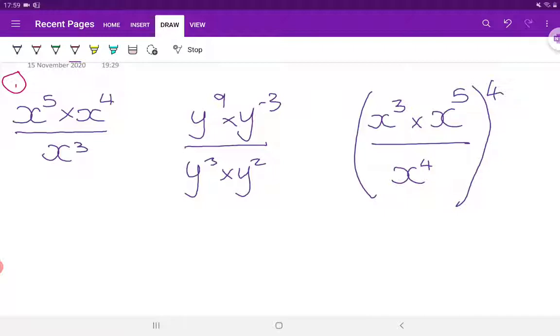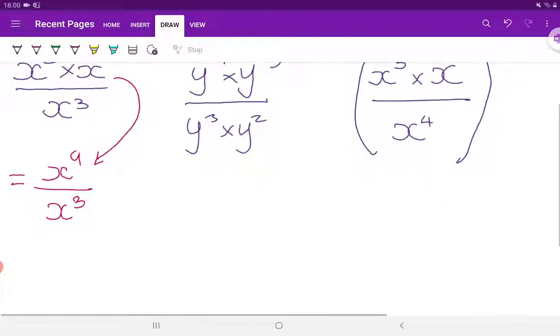The first thing I would always say to you is to tidy up the numerators and denominators, so make them more straightforward. So in this case, if we've got x to the power of 5 times x to the power of 4, you're multiplying, so we add the exponents and we get x to the power of 9. So that part becomes x to the power of 9. And then that's divided by x cubed.